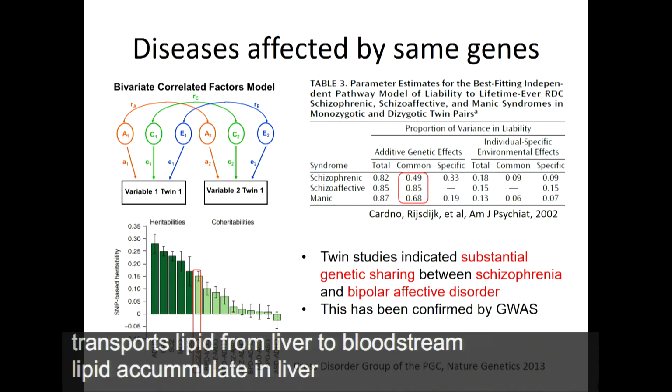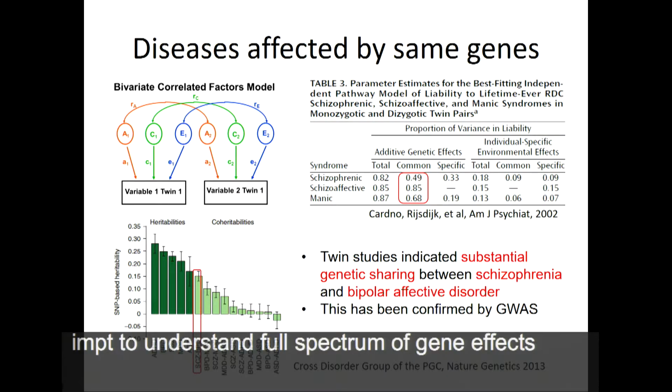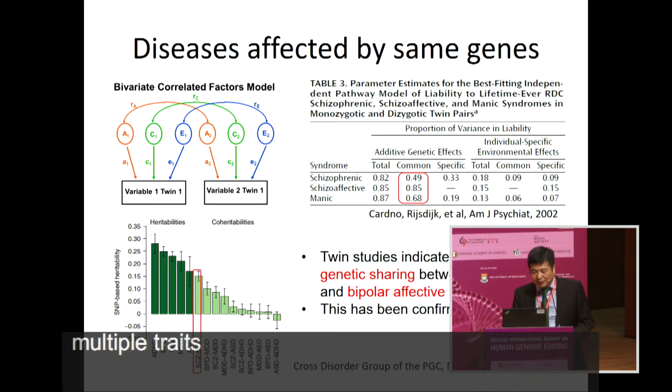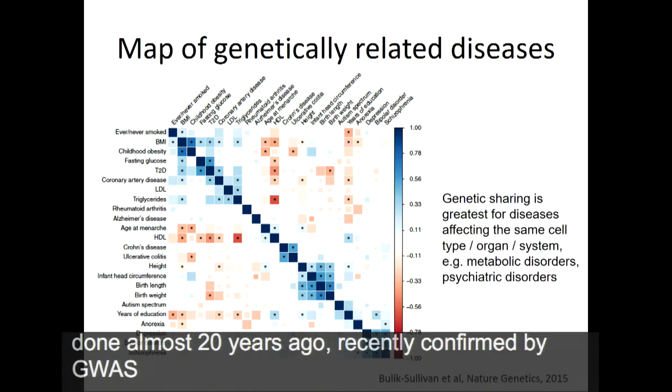And just as a single variant can affect multiple traits, different disorders can be influenced by the same genes. And we demonstrated this using twin studies for schizophrenia and bipolar affective disorder. So this was done almost 20 years ago and recently confirmed by GWAS. So there was significant overlap between the associations for schizophrenia and bipolar affective disorder. And this has been extended to a range of other disorders.